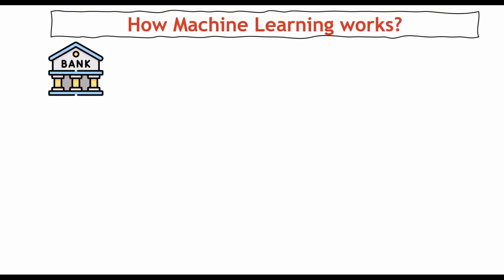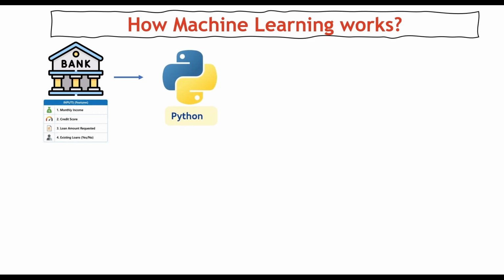Imagine a bank approaches you with a business problem. They want software that can look at a loan application and decide whether the loan should be approved or not, given inputs like monthly income, credit score, loan amount requested, etc. If you follow a traditional programming approach, you pick a programming language like Python, and start writing rules.